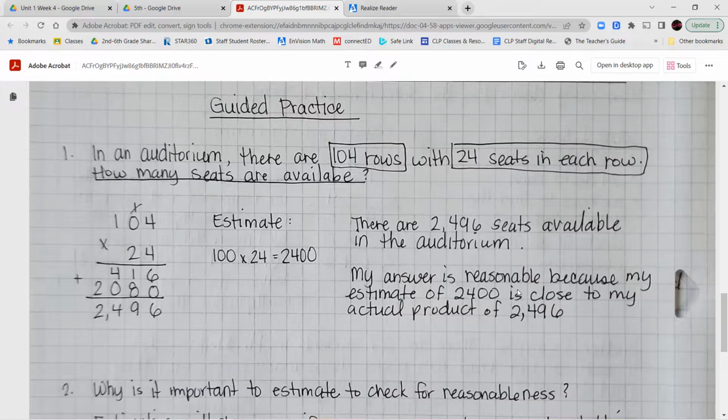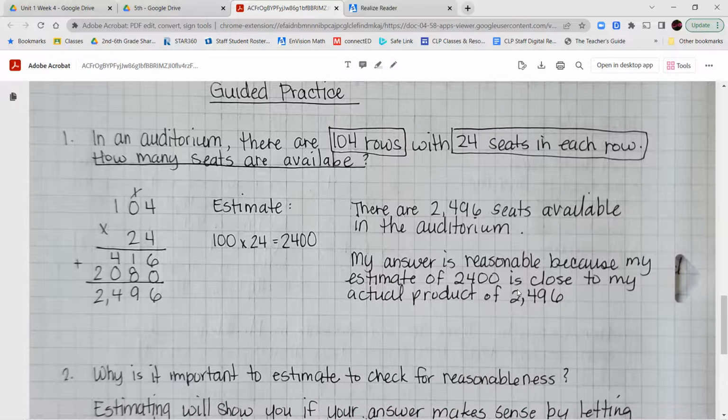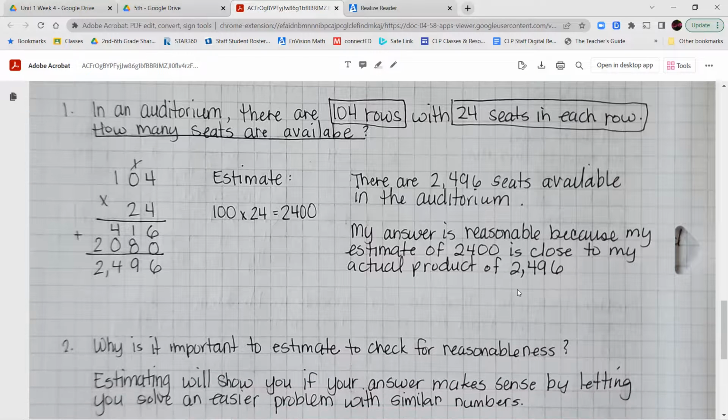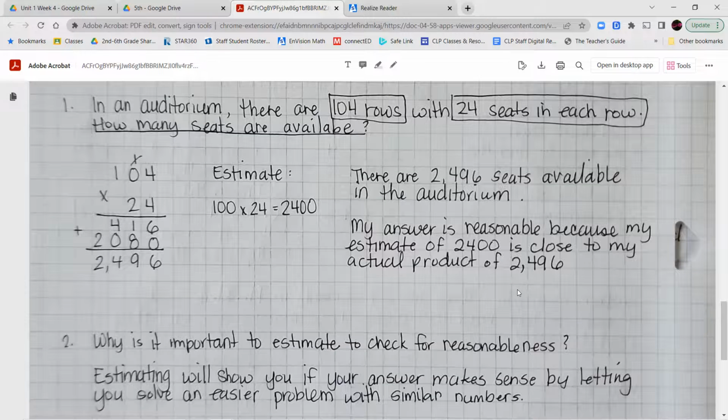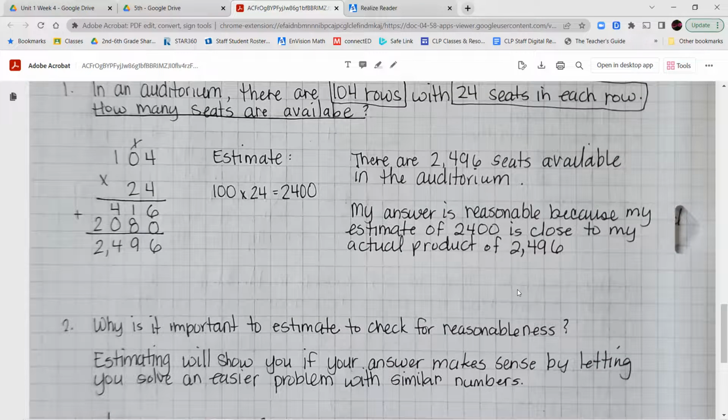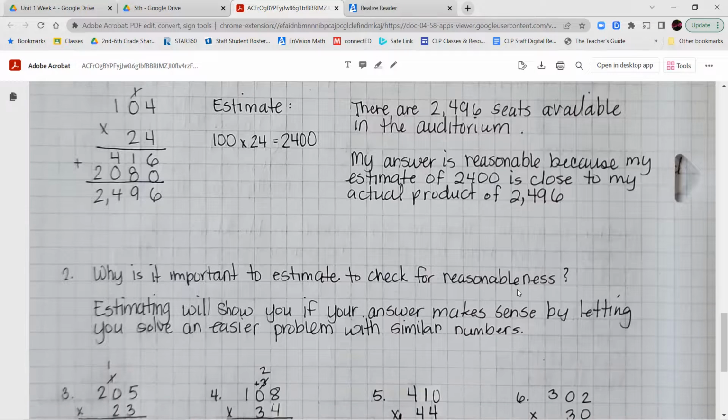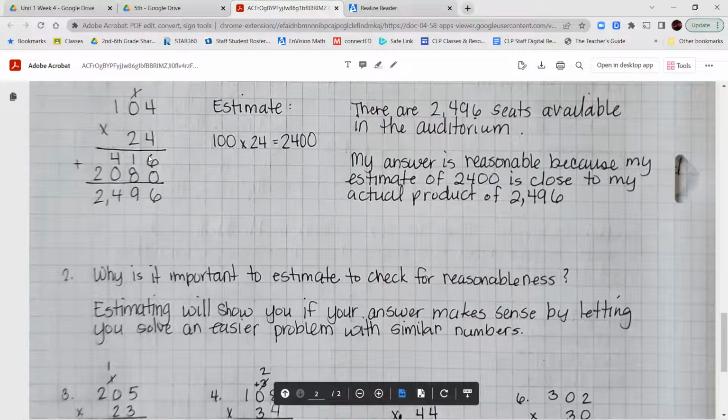All right, let's take a look at our guided practice here. It says in an auditorium, there are 104 rows with 24 seats in each row. How many seats are available? So I need to multiply 104 times 24. Now I'm going to come up with an estimate first, and I'll say 100 times 24, which is 2,400, and then I'll start my standard algorithm.